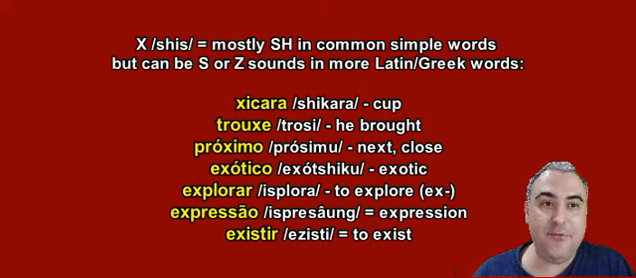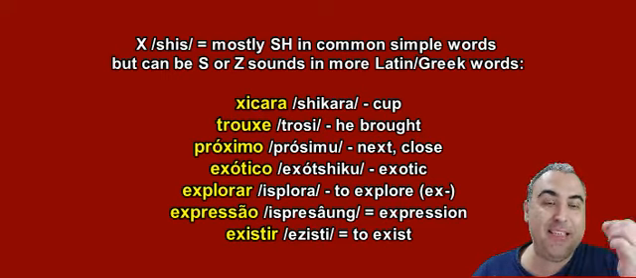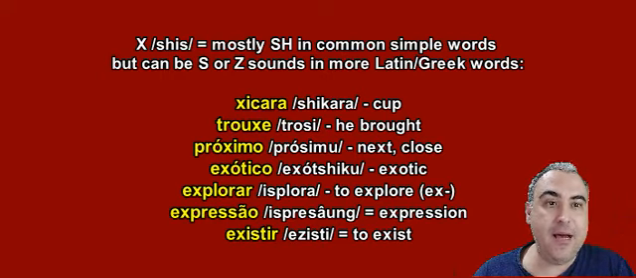Próximo, we've already seen this word. It has an X in the middle, but it's not pronounced próximo. It's pronounced próximo. Exótico. Exotic. Here you have a TI in the middle as well. The TI makes chi. Exótico. Explorar. The verb to explore or to exploit.